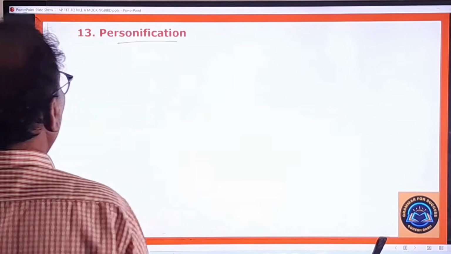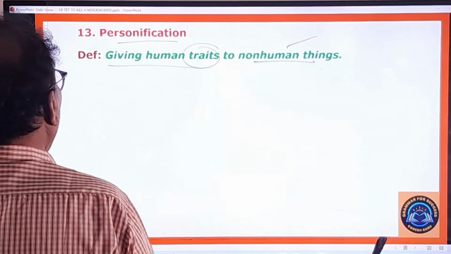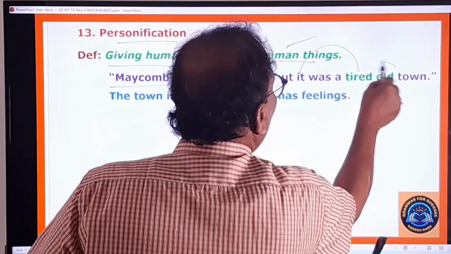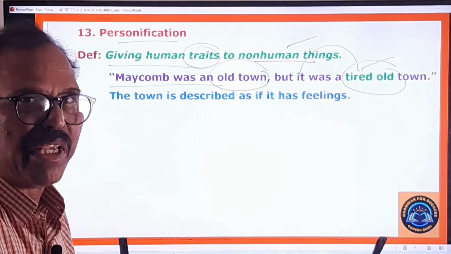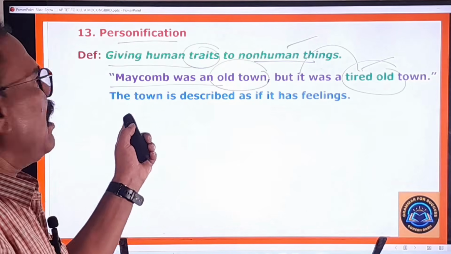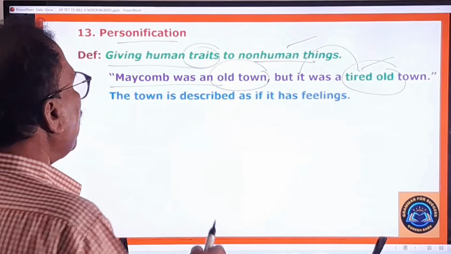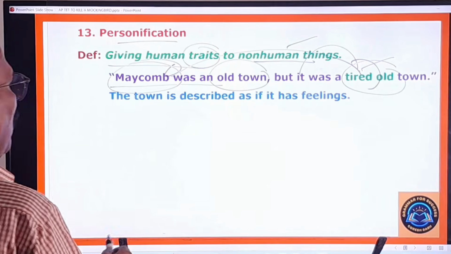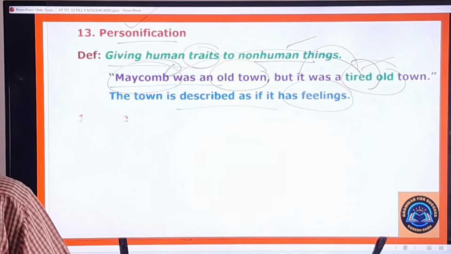13th one, personification. What is this personification? Giving human traits to non-human things. You know that very well. And here you pay attention. Maycomb was an old town, okay, but it was a tired old town. What is this tired? Generally tired is the word used for human beings. Only human beings can become tired, but not a town. But here this Maycomb is said to have become very much tired and all that. So that's why this human quality is attributed to this fictional town Maycomb. The town is described as if it has feelings. Okay, that is called personification, and you know that very well.